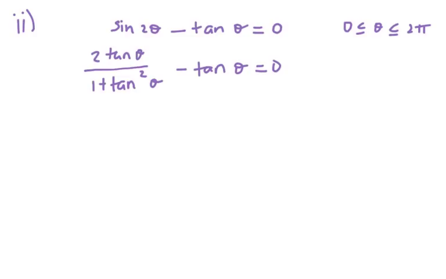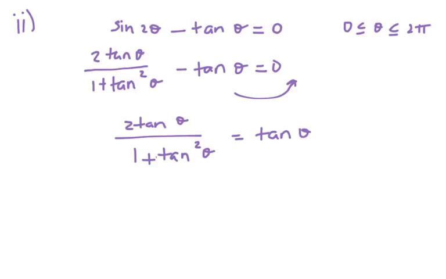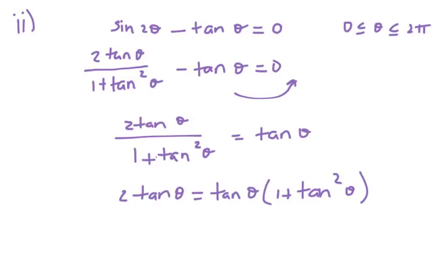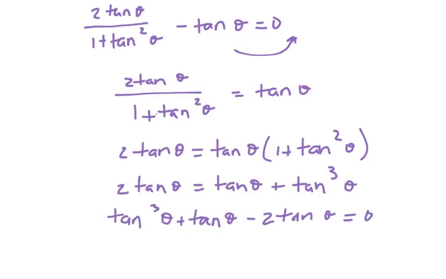Next I'm going to take my tan theta over to the right-hand side. Next I'm going to multiply both sides by 1 plus tan squared theta to get rid of 1 plus tan squared theta in the denominator. Next I'm going to expand my brackets on the right-hand side. And now I'm going to put all of my terms together to get tan cubed theta plus tan theta minus 2 tan theta. And that's going to give me tan cubed theta minus tan theta is equal to 0.